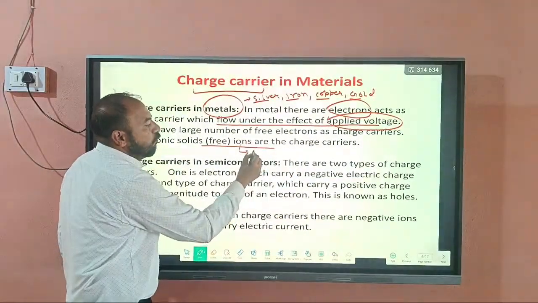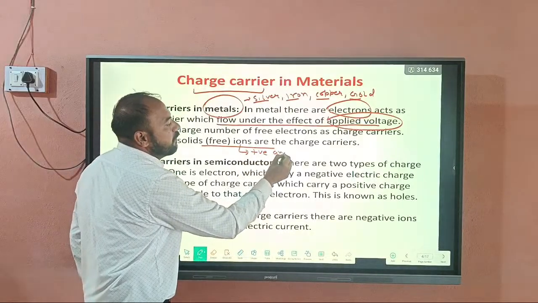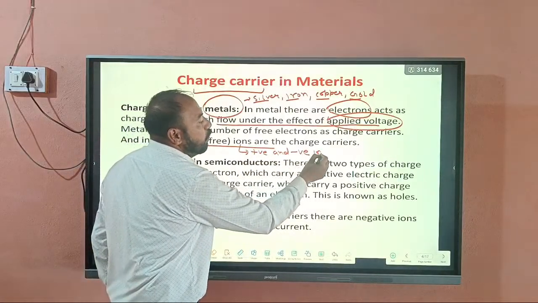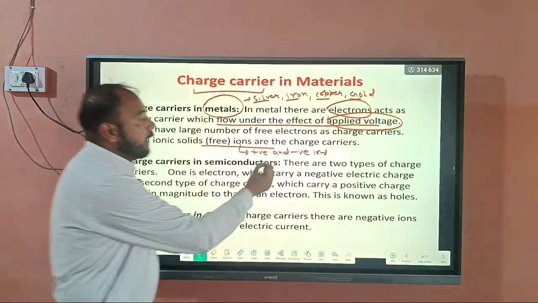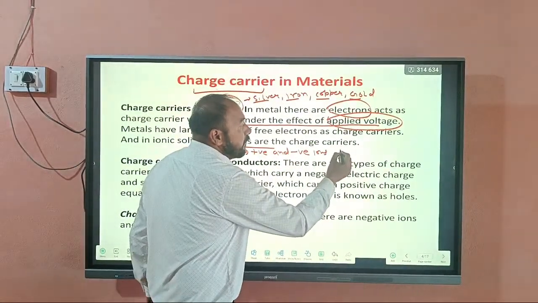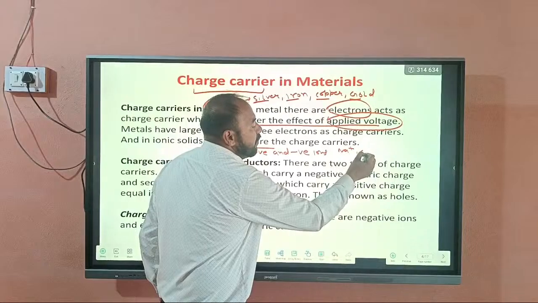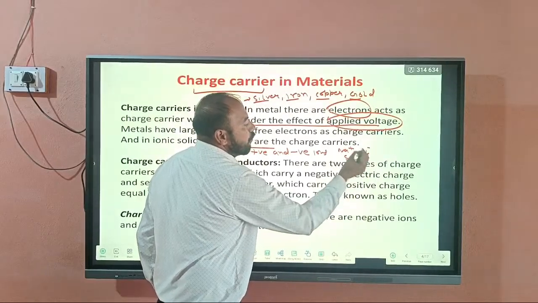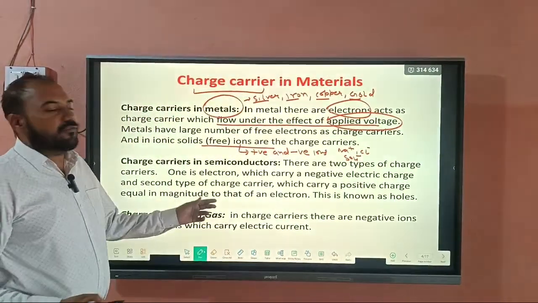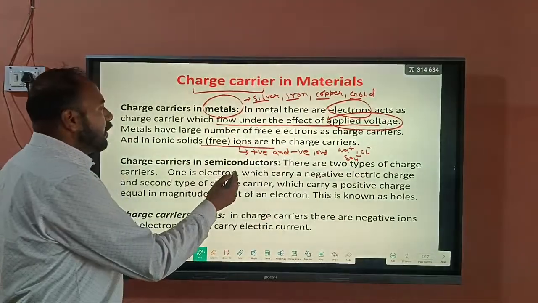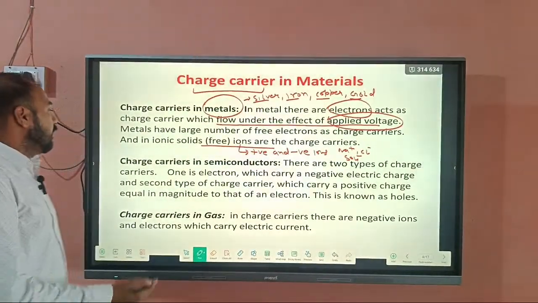Ions: what are they? Positive and negative ions. For example, Na positive, Cl negative, SO4 negative. These are the ions present in the solution, and when these ions flow, they produce electric current.